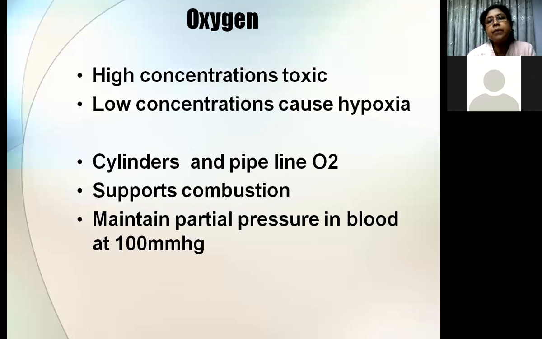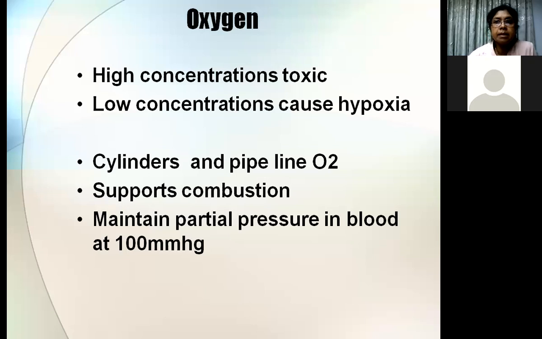How do we give oxygen? Now, oxygen is in air, but it's 20%, and we have to give it more. That is why we have to give it in a system. There are two systems that we can deliver oxygen. One system is the cylinder. The other system is the pipeline. So when you come to our anesthesia appointment, we show you the cylinders and the pipeline, right?